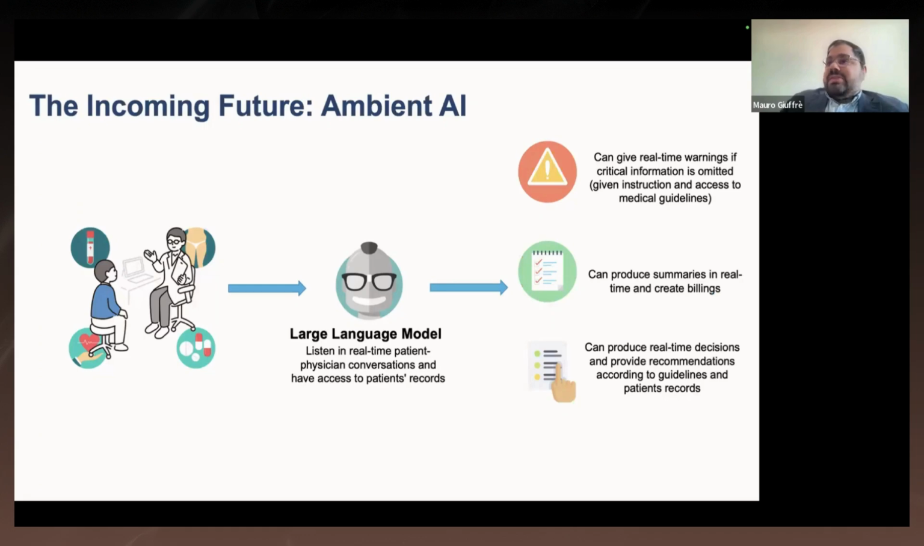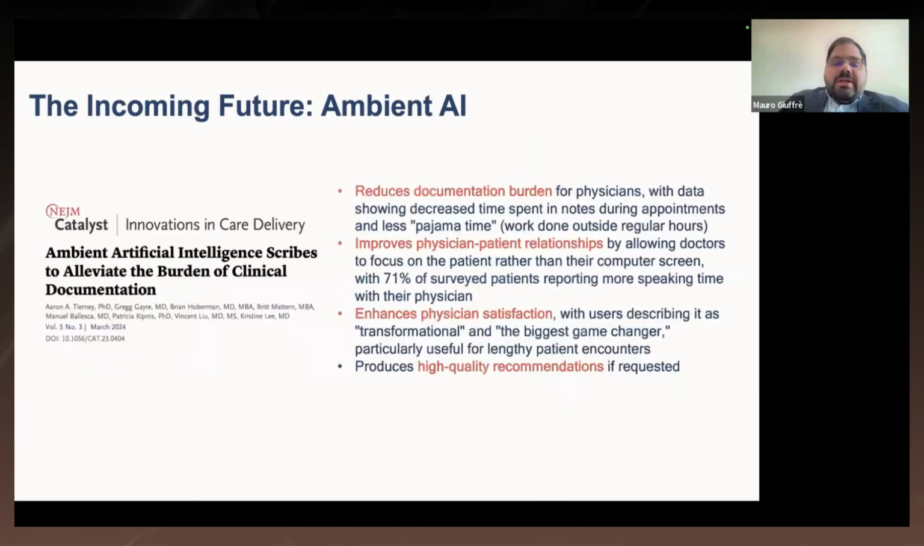And I'm saying this because this is already happening in multiple clinics in the US. For example, it's happening here at Yale, it's happening at Mayo Clinic. And there was a study published last year in the New England Journal of Medicine using a system of ambient AI, so an LLM that was listening to all the patient-doctor conversation.